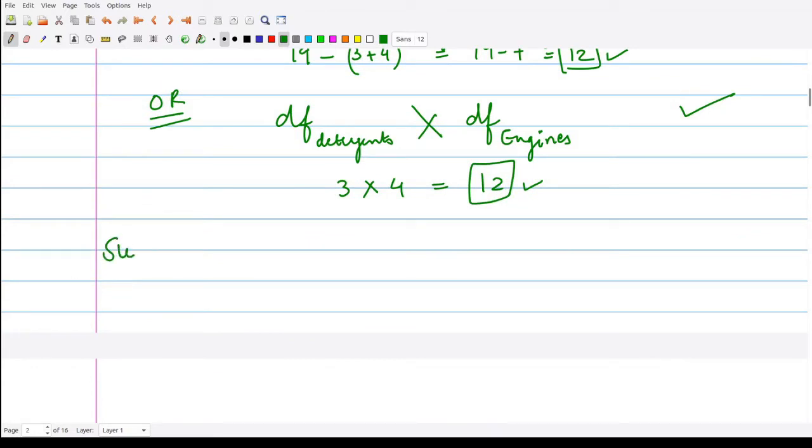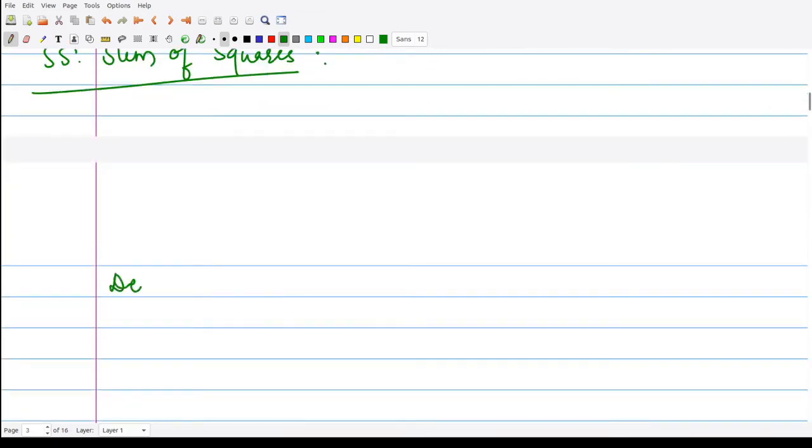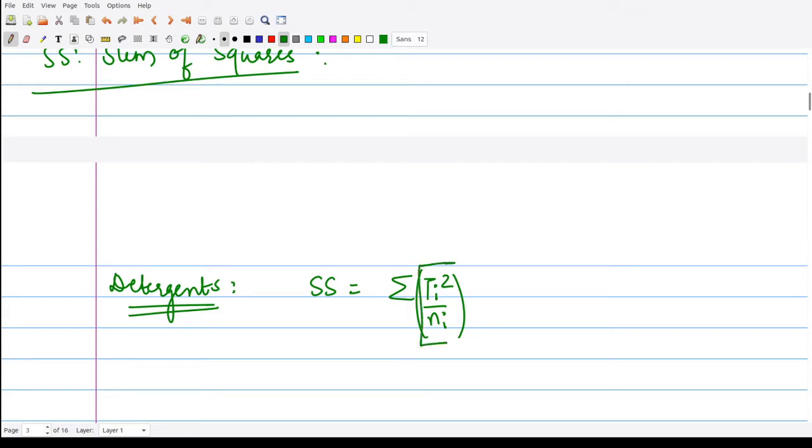So sum of squares. We'll again go for individual cases. For detergents, first of all, we have to calculate SS, and the formula for calculating this SS is summation Ti square divided by Ni. This summation is over the term Ti square upon Ni. That means you'll write these terms for each of the components, and then you subtract C from here.